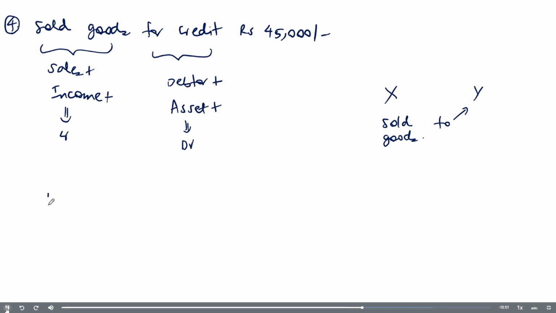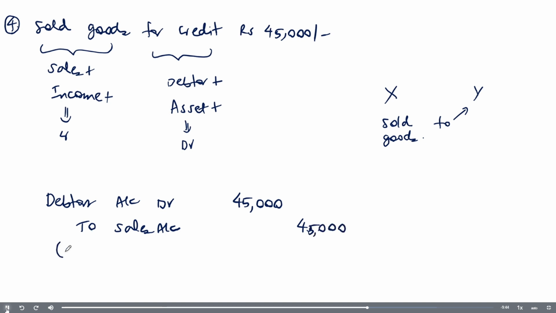So what is the journal entry? It is going to be debtors account debit to sales, and amount is 45,000. This debtor will be shown on the asset side of the balance sheet. And narration is being goods sold on credit.